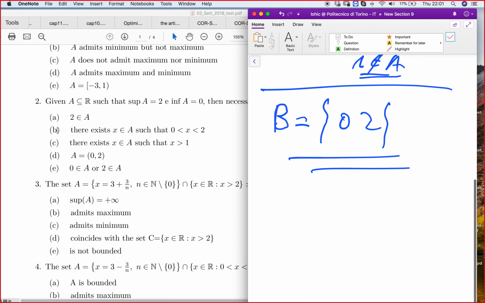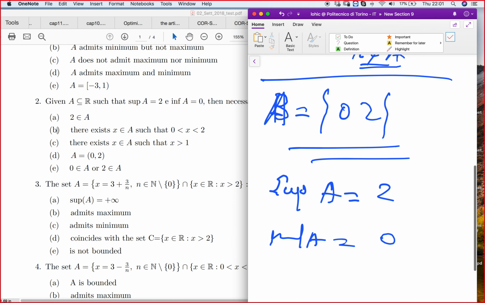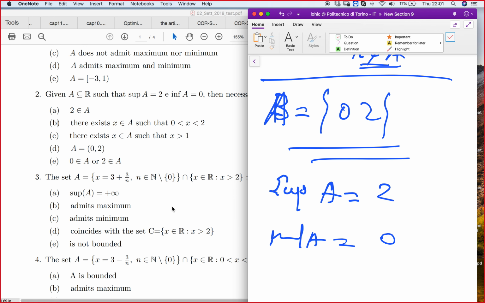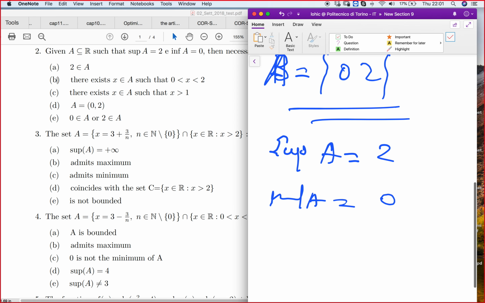If the set A is this one, yes or not, then you see that the set A can be this one. What is the sup of A? It's 2. What is the infimum of A? 0. But you see that between 0 and 2 there is no element. Yes or not? Nice. The third proposition, there exists x belonging to A such that x is greater than 1.